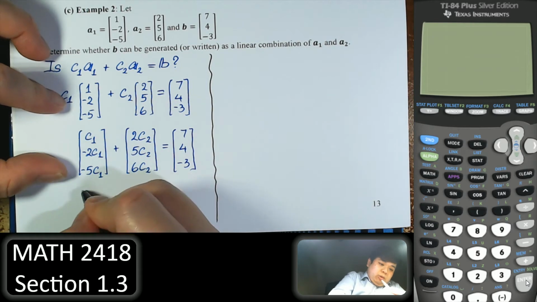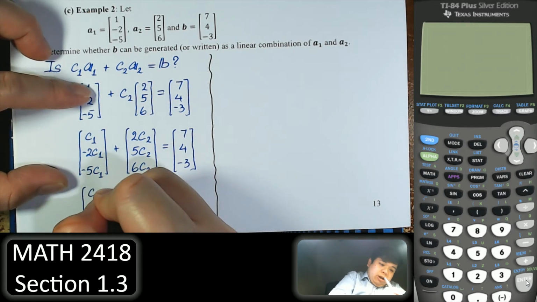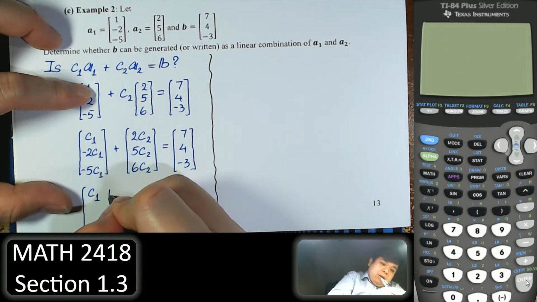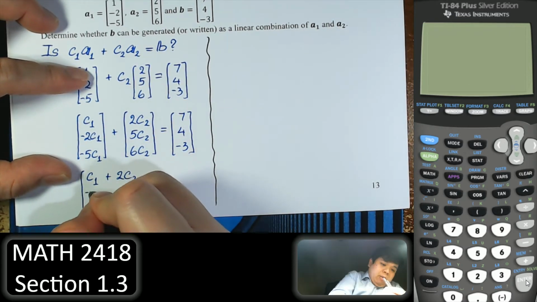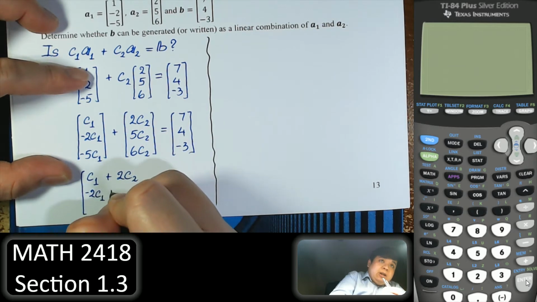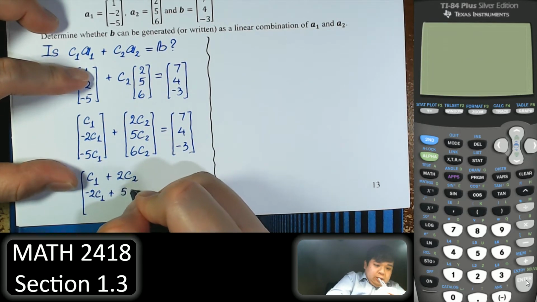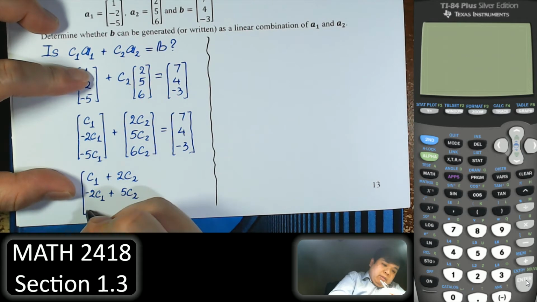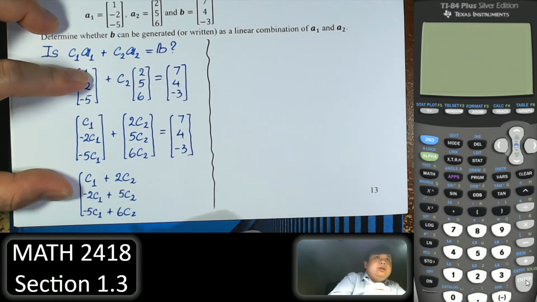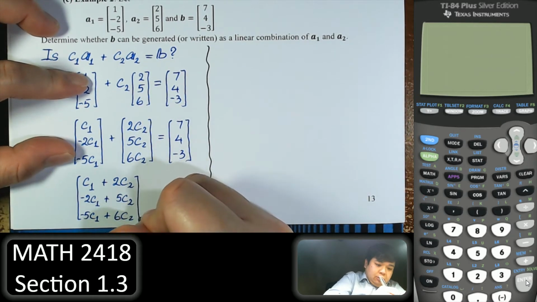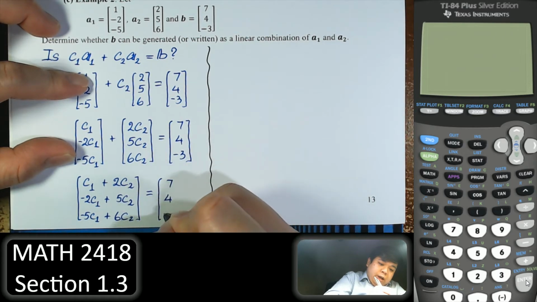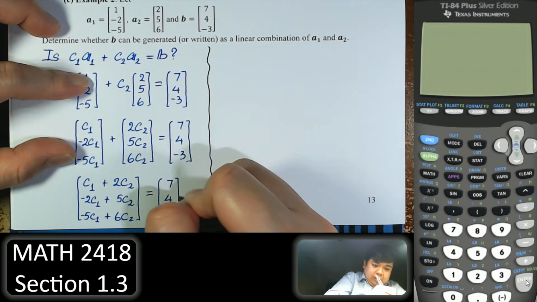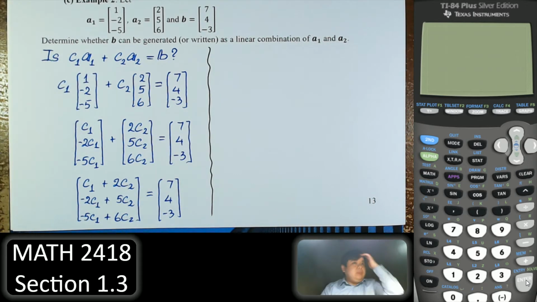So adding components, we will have C1 plus 2C2, minus 2C1 plus 5C2, and minus 5C1 plus 6C2, equal to 7, 4, and negative 3. Right?